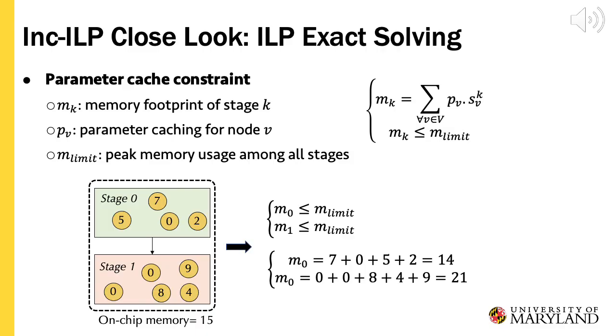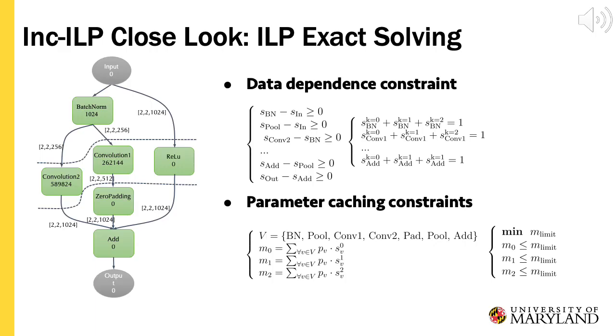For the parameter caching constraint, it requires the memory footprint of each stage to be less than or equal to the peak memory usage M limit. The peak memory usage M limit will be one of the objectives for later optimization. Here we have a simple example to illustrate it. Except the data dependence and the parameter caching constraint, we also have some constraints to address the communication cost and express the Boolean equation. For more details, please refer to our paper.